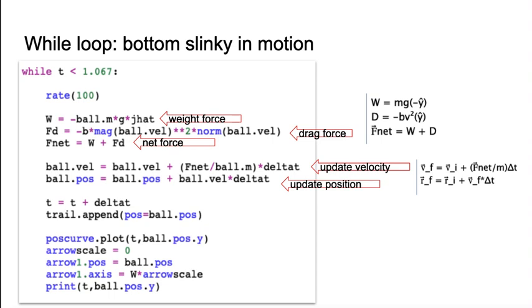Then we want to insert a while loop where the bottom of the slinky is in motion. So this is to our final time. And here we have our non-constant force where our net force is equal to the weight force plus the drag force. And again, we want to update our position and velocity.